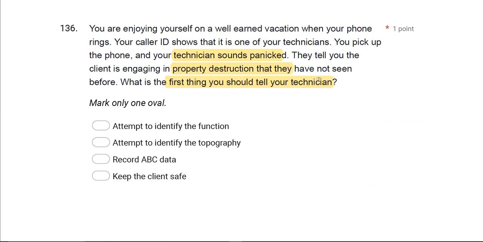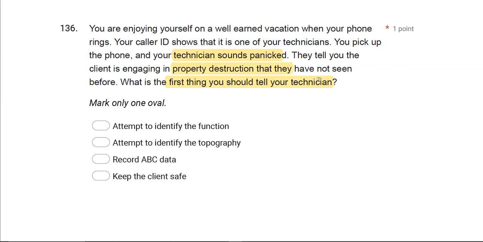Never seen it before. A, attempt to identify the function. Now, the function is going to be important for handling and treating this behavior. Is that the first thing you're going to say when they call panicked about property destruction? B, attempt to identify the topography. Well, the topography is second even to the function. So hopefully that's not the first thing you say.